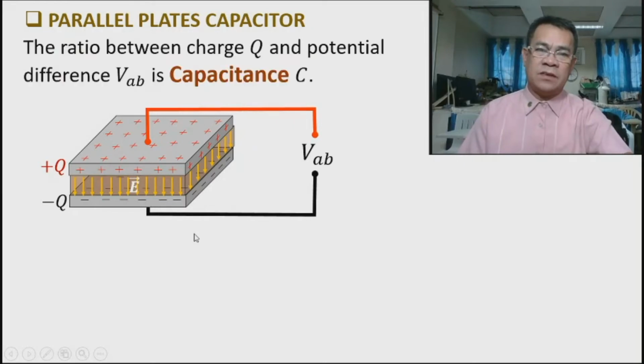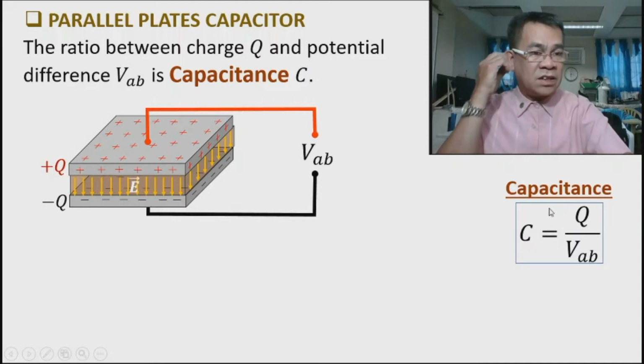Now take note, the electric field is constant and it is towards the negative charge at any point. Okay? Now, if you divide any of this charge by the potential difference, the result is capacitance. So we will assign big letter C for capacitance, big letter Q for the charge, and V sub AB for the potential difference. Dividing charge by the voltage difference is the capacitance value.